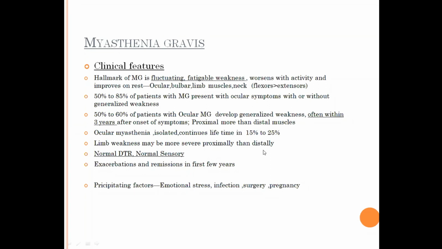Limb weakness, when it happens, is obviously more in the proximal muscles. When you examine the patient, because it is fatigability and weakness of muscle, there is no sensory problem. The reflexes are very much intact. Now, this differentiates a neurogenic from a myogenic cause. Exacerbations and remissions occur in the first few years. Suddenly the patient may go into a respiratory paralysis, but after 3 to 4 years, this doesn't happen. It is sort of a burnt-out stage that will come after a period of 3 to 5 years.